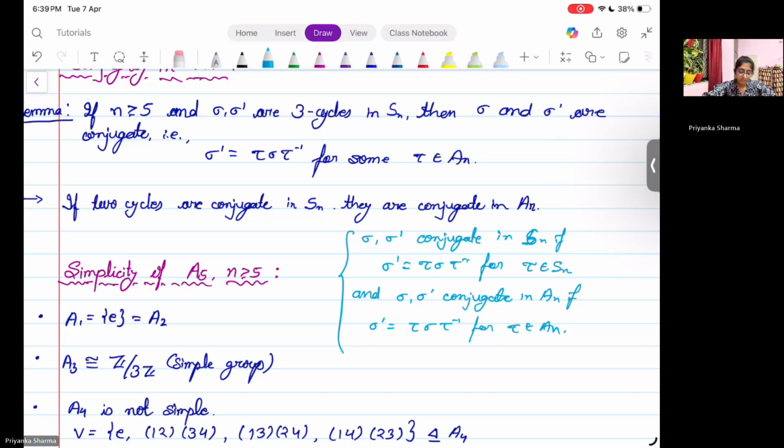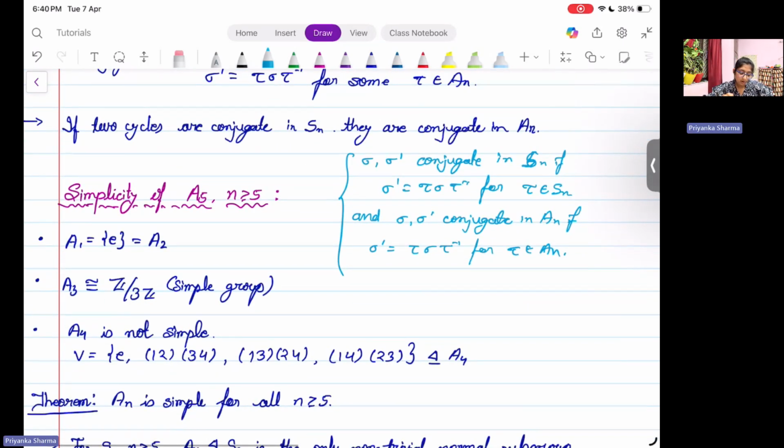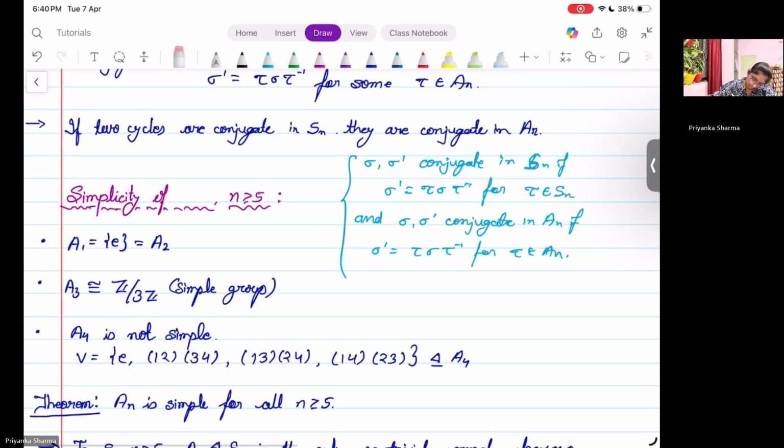Now, what is the simplicity of An? That is, whether An are simple groups or not. So, what is a simple group? A group is said to be simple if it has no proper non-trivial normal subgroup. That is, some group G will be simple if it has only two normal subgroups, the identity and the group G itself.